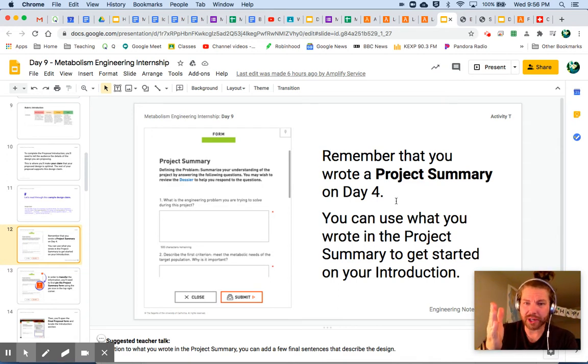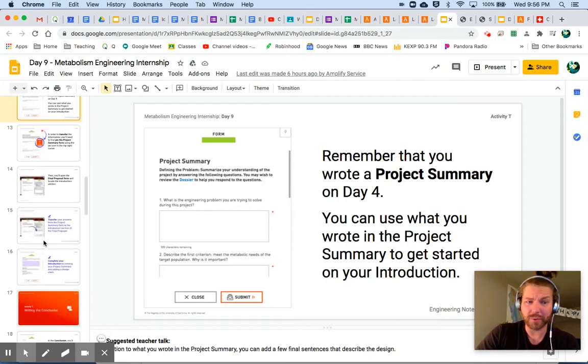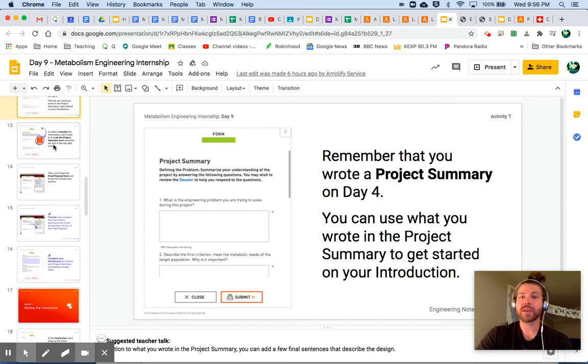Oh yeah, check it out. The project summary from day 4. We were supposed to write a whole project summary about what we were doing. You can use this. This is great information to include in your introduction, because again, if we go back, we want to summarize what we were doing. What was the whole point of this? You've already done that. You've already answered a lot of those questions.